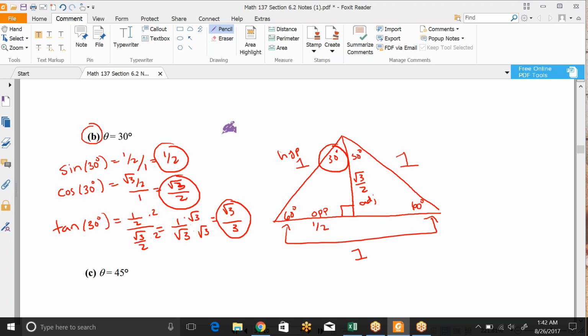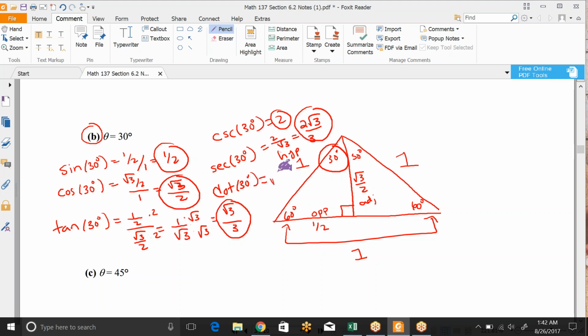Remember, then we can find our reciprocal ones. So cosecant of 30 degrees is just this one flipped, so sine flipped would just be 2. Secant would be 2 over the square root of 3. And if we rationalize that, that would be 2 square root of 3 over 3. And then finally, the cotangent, it's easier if you just flip this before you rationalize it. So it was 1 over square root of 3, so it's just going to be square root of 3.